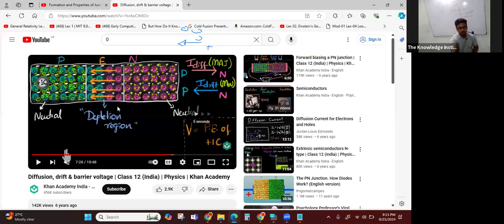Usually this depletion region has a thickness in the range of micrometers, like 10 or 12 micrometers. Even though you have drawn it very thick, that is for the purpose of explanation. But in reality, this depletion region is very small, in the range of micrometers.